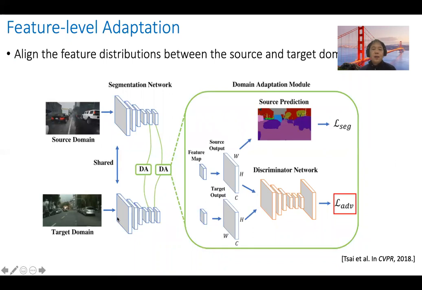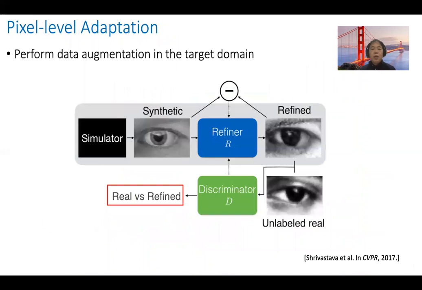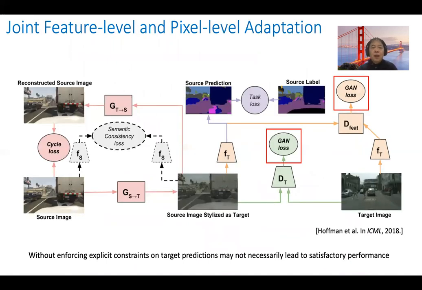As I described a while ago, for domain adaptation, one way to do that is to apply feature alignment. Another way is to operate on the pixel level. You can synthesize the result and compare with the output, and you can train a discriminator and generator for that. Another way is to apply both feature level and pixel level adaptation.